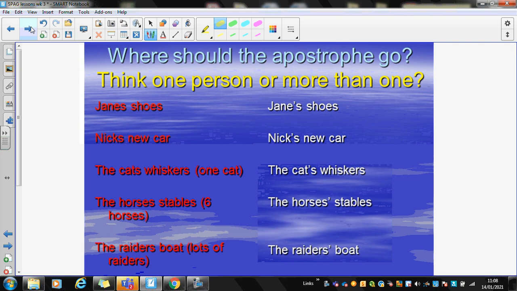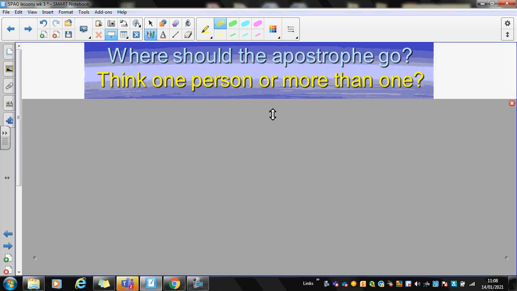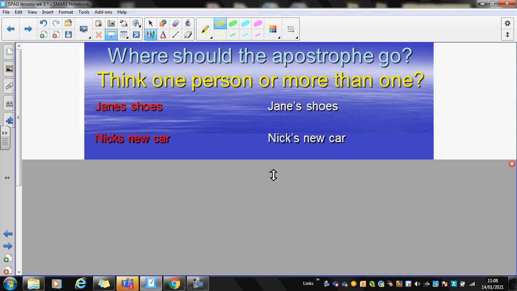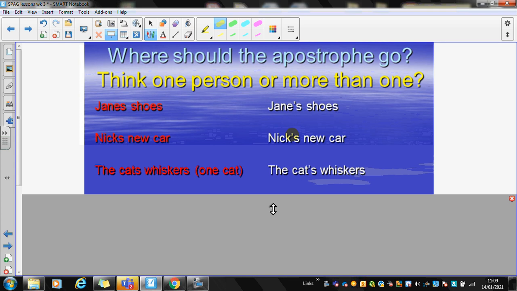So, where should the apostrophe go? Think, is it one person or more than one? We've only got one Jane. So if you're saying the shoes belong to Jane, the apostrophe would go after the word Jane, so before the S. Here we've got Nick's new car. There's only one Nick. The car belongs to Nick, so the apostrophe goes after Nick. And here we've just got one cat. The whiskers belong to the cat, so the apostrophe goes after cat.